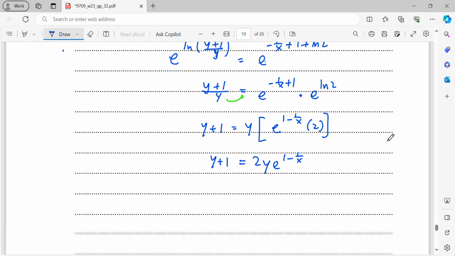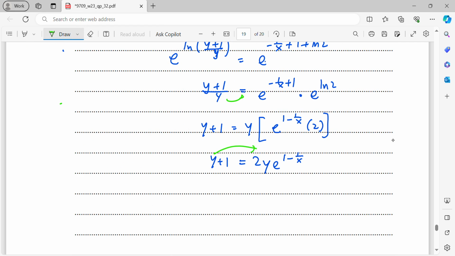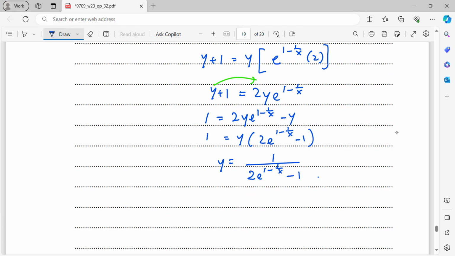So to get the y as a subject, I will move the y on the left side to the right hand side and then factorize the y. So I will write 1 equals to 2y e 1 minus 1 over x, then minus y. And then now here I factorize the y, I will get 2e 1 minus 1 over x minus 1. Here is the 1. Hence my y is 1 divided by 2e to the power of 1 minus 1 over x, then minus 1. So this is my solution.